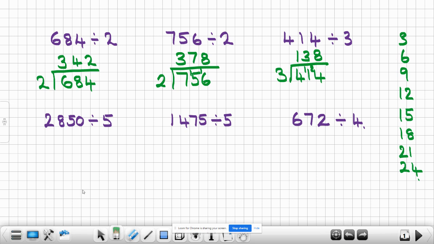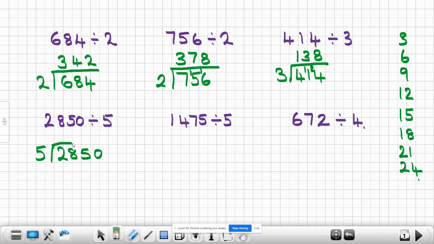Right, let's carry on. 2,850 divided by 5, and the numbers got much bigger here, but don't let that scare you. We're only ever tackling one number at a time. So let's set that up. We've got 2,850, and we're dividing by 5.